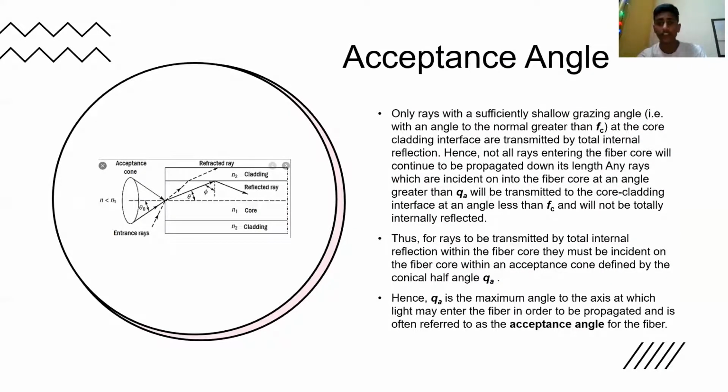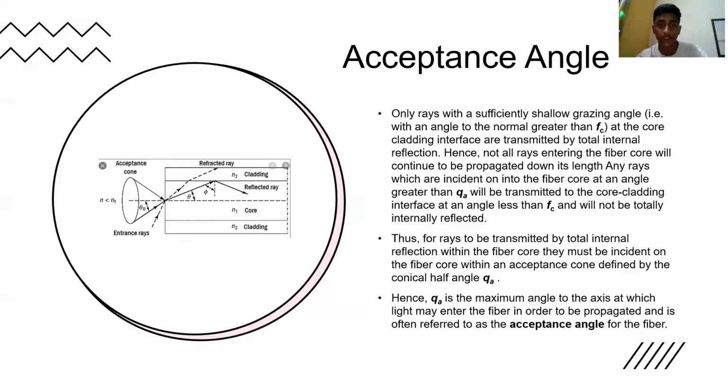Only the rays with a sufficiently shallow grazing angle at the core-cladding interface are transmitted by total internal reflection. Hence, not all rays entering the fiber core will continue to be propagated down its length. Any rays incident onto the fiber core at an angle greater than theta A will be transmitted to the core-cladding interface at an angle less than the critical angle and will not be totally internally reflected, which is really interesting. Thus, for rays to be transmitted by total internal reflection within the fiber core, they must be incident within an acceptance cone defined by the conical half angle theta A. Hence, theta A is the maximum angle to the axis at which light may enter the fiber in order to be propagated, and is often referred to as the acceptance angle for the fiber.